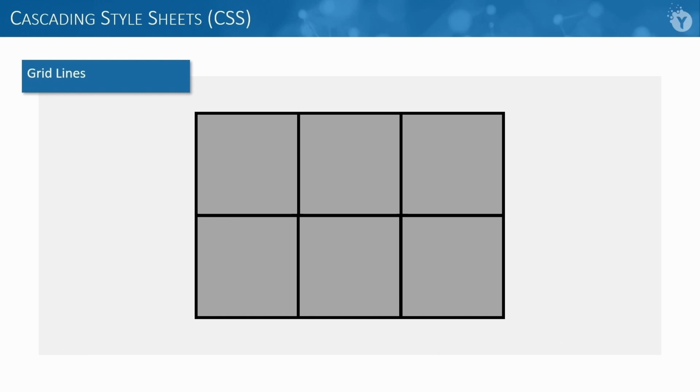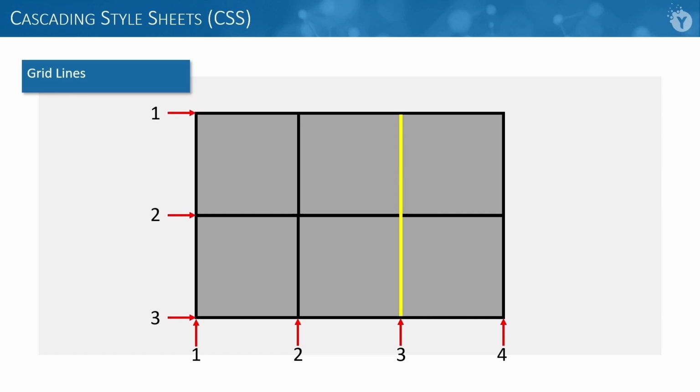sit between the cells. They can be horizontal row grid lines or vertical grid column lines, and they live either side of a row or column. Note that the grid lines start from the very edge of the grid. So in this example, column grid line number 3 is highlighted in yellow, 1 being the very left edge of the grid, 2 being the next line to the right of it, and 3 being the one that's highlighted. The grid in this example has 4 column grid lines and 3 row grid lines.